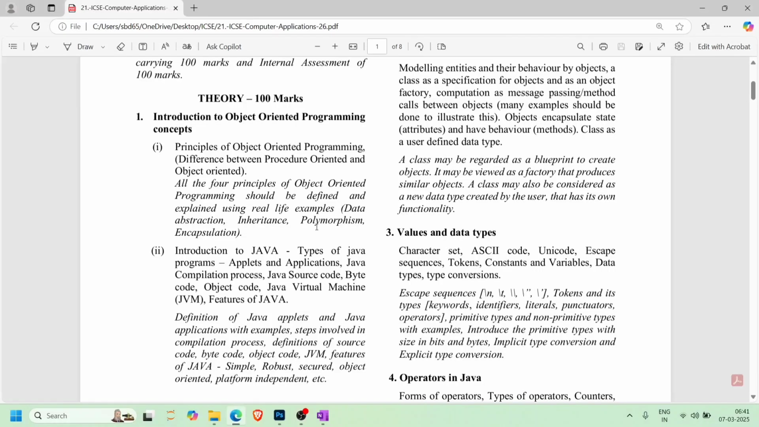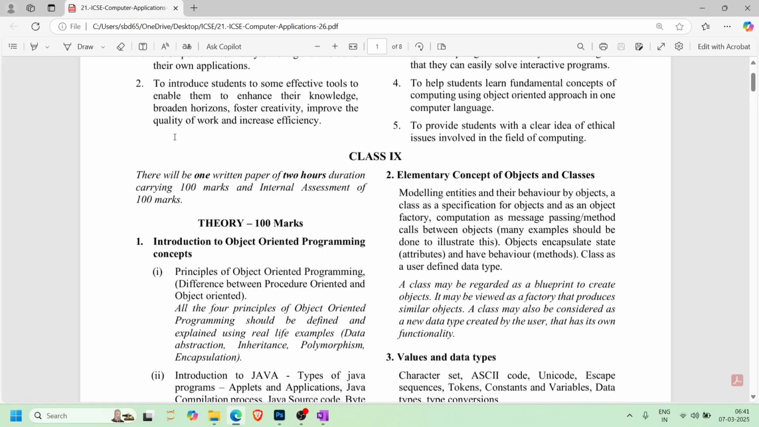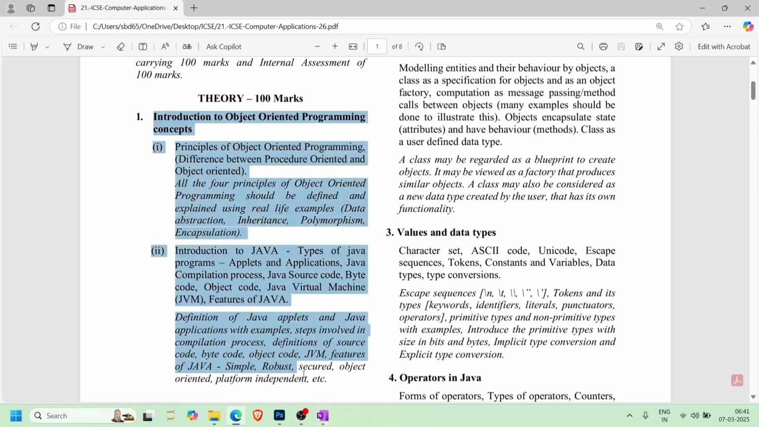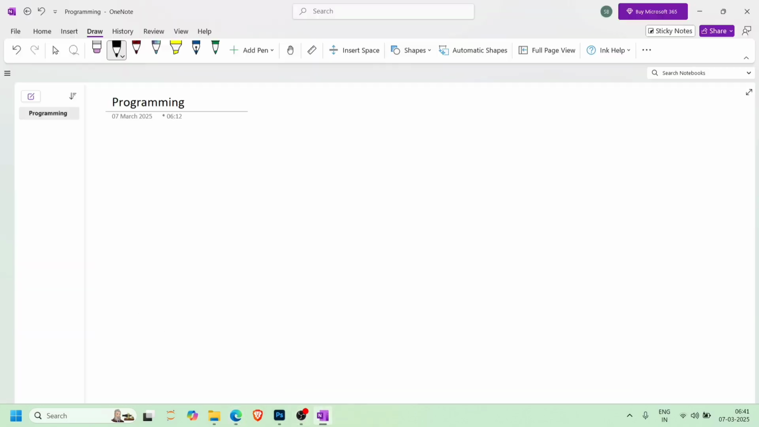Hello students, in the ICSE Java 9th and 10th syllabus, the first chapter in the class 9 syllabus is Introduction to Object-Oriented Concepts. In that you have got two sub-chapters. The first one is Principles of Object-Oriented Programming and the second one is Introduction to Java. Before diving into this chapter, we need to learn some terms related to computer science. So we will learn them one by one.